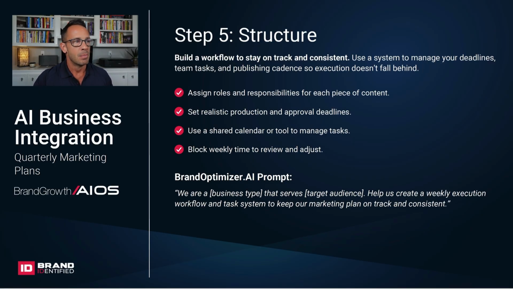Moving on to step number 5, this is structure. So build a workflow to stay on track and consistent. Use a system to manage your deadlines, your team tasks, and your publishing cadence so execution doesn't fall behind. You can do this by assigning roles and responsibilities for each piece of that content, set realistic production and approval deadlines, use a shared calendar or tool to manage each of those tasks, and block weekly time to review and adjust. And then I've given you another BrandOptimizer.ai prompt to help you out here with step number 5.